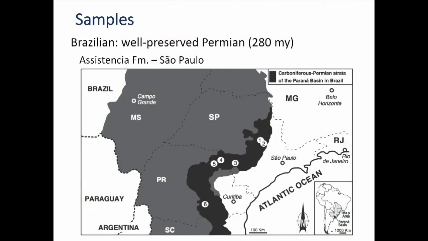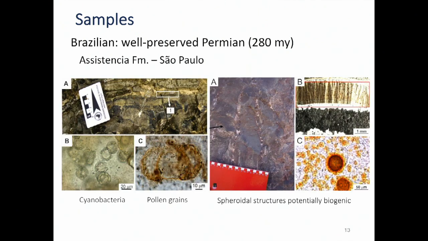Okay, so we have studied what we call the Assistência Formation, which is in the southeast of Brazil, between São Paulo state and Paraná state. So it's this place here. We have collected samples from different sites. We have a very good preservation of microfossils in silex and in dolomite. And these are just some examples of what we have there. We have cyanobacteria, we have pollen grains, and we have some very interesting spheroidal structures that we still don't know if they are biogenic or not, and we are studying these.